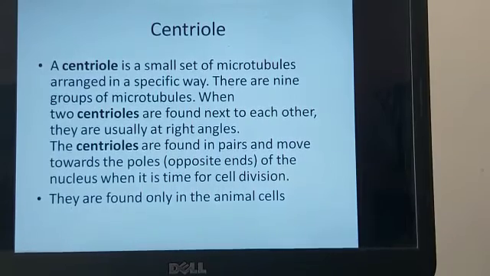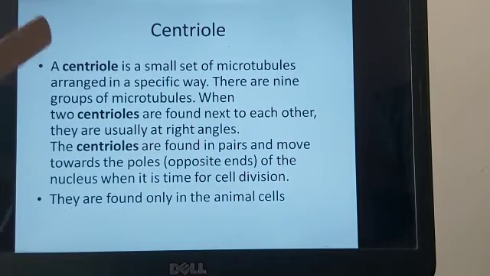Now the next organelle that we're going to see, which is present only in the animal cell, is the centriole. You studied about centriole in your standard 10 biology in cell division. Centrioles help in the movement of the chromatids towards the poles. So a centriole is a small set of microtubules arranged in a specific way. There are 9 groups of microtubules.